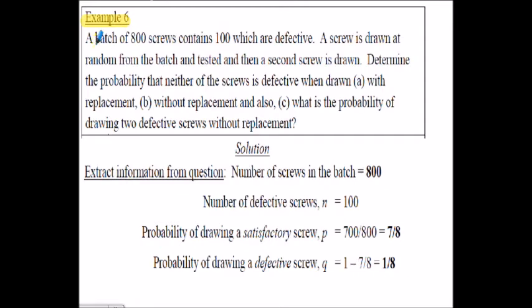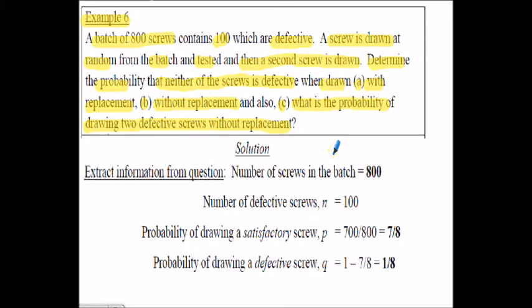Example 6. A batch of 800 screws contains 100 that are defective. A screw is drawn at random from the batch and tested, and then a second screw is drawn from the batch. We've got to determine the probability that neither of the screws is defective when drawn. A, with replacement, and B, without replacement. We've also got to find C, what is the probability of drawing 2 defective screws without replacement.